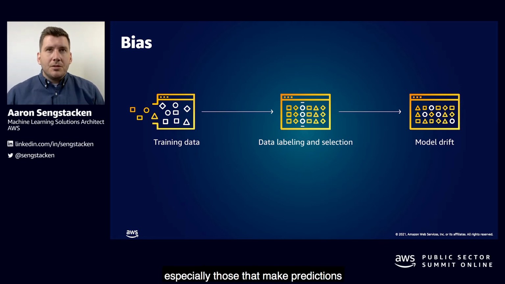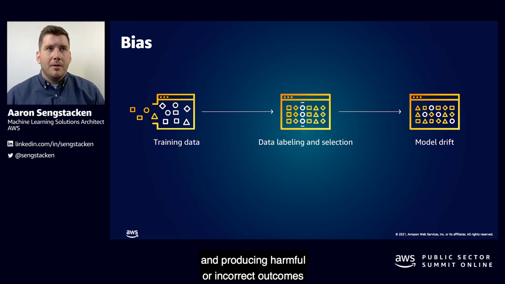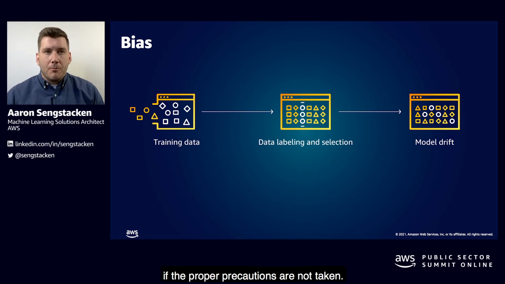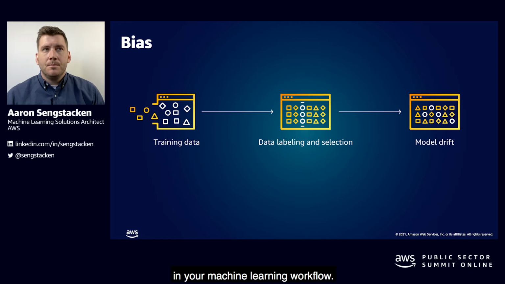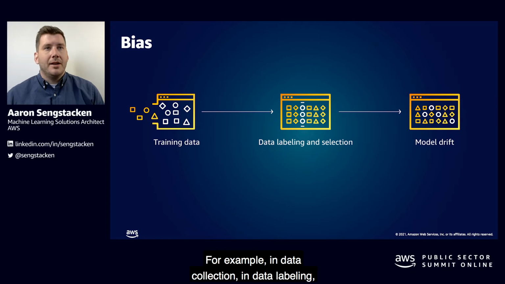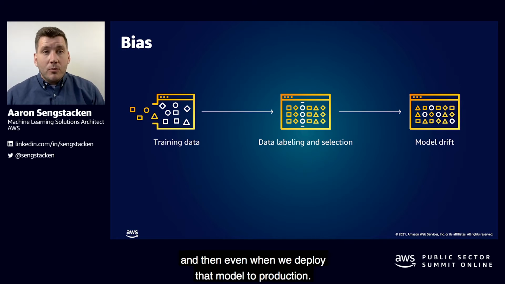Machine learning models, especially those that make predictions that serve end customers, are at risk of being biased and producing harmful or incorrect outcomes if the proper precautions are not taken. This makes monitoring and detecting bias across the machine learning lifecycle a critical step in your machine learning workflow. And bias can show up in any stage of the machine learning workflow. For example, in data collection, in data labeling, training data preparation, in a trained model, and then even when we deploy that model to production.